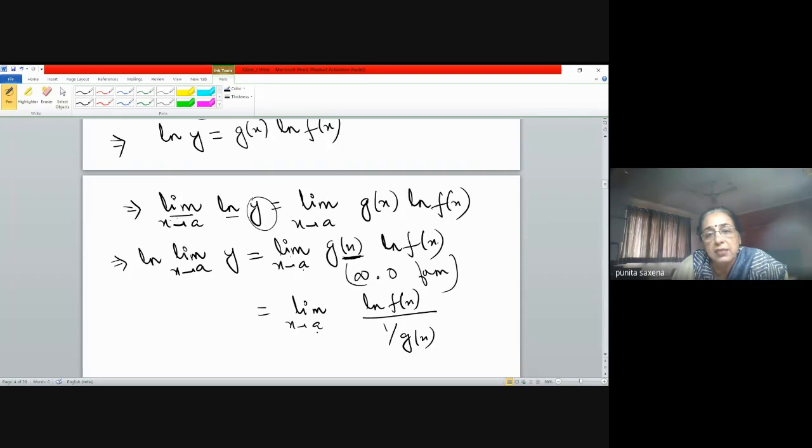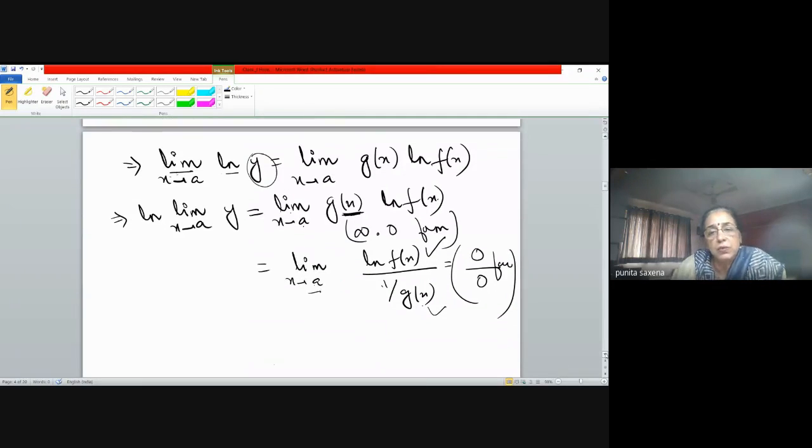Now, if I see as x approaches a, the numerator log fx approaches 0, because as x approaches a, fx approaches 1. So this becomes 0. As x approaches a, gx approaches infinity. So 1 upon infinity makes it 0. So it gets reduced to a 0 by 0 form. Now you can apply your L'Hopital's rule. Okay, so you differentiate the numerator separately, you differentiate the denominator separately, and apply your L'Hopital's rule. So what happens is that this limit, when you evaluate, will turn out to be some finite limit. Say supposing this limit turns out to be L.